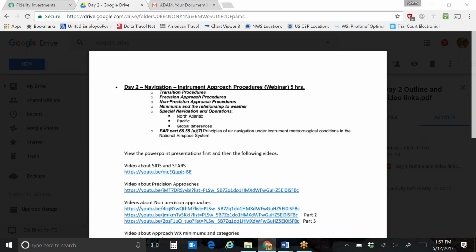The CRJ 700 is a category C. The CRJ 200 is a category D. The 900 is a category D, just to give you an example. Obviously the plane we're going to be using is the CRJ 700, and it is a category C.